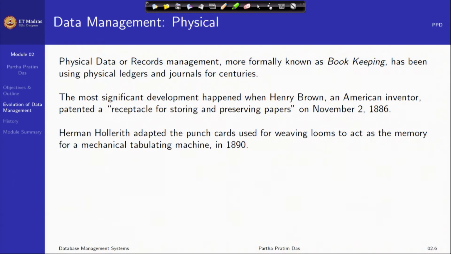If you go back a couple of centuries, you will find that the practice of having ledgers and journals comes from time immemorial, but things started streamlining somewhat towards the end of the 19th century, when an American inventor by the name of Henry Brown first invented something called a receptacle for storing and preserving papers, which in today's time we know as a file cabinet, right? How to organize, and you have had a severe evolution based on that.